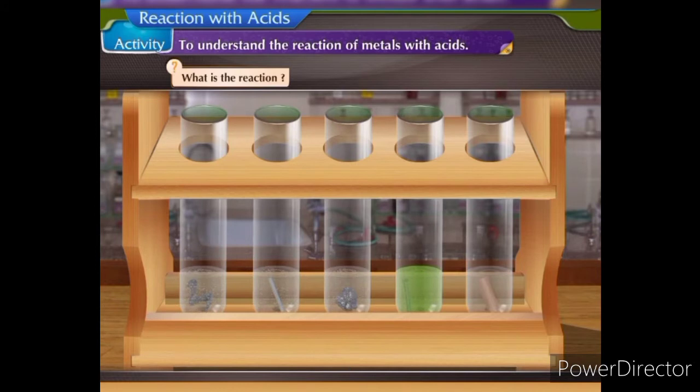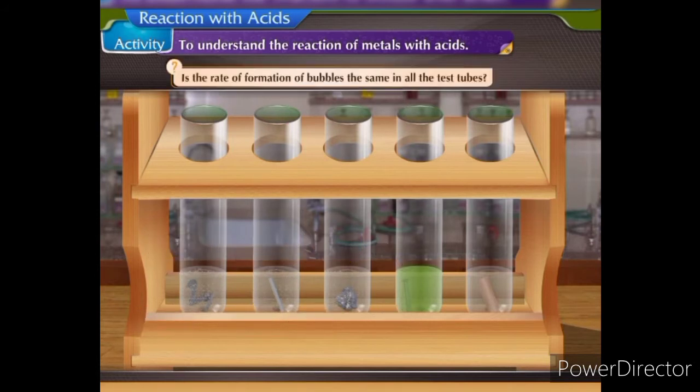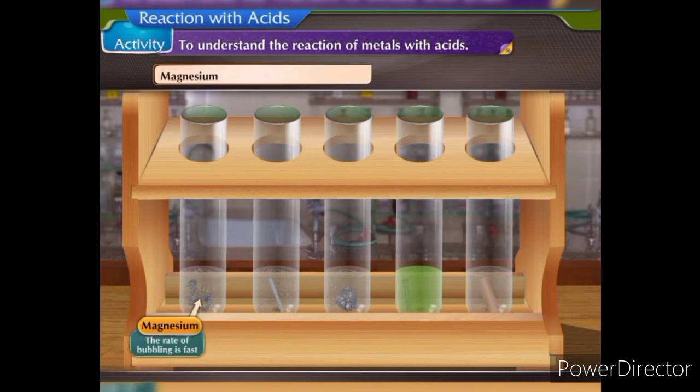The metals react with acid to form the metal chloride and hydrogen gas. Is the rate of formation of bubbles the same in all the test tubes? No, it is not the same. In the test tube containing magnesium, the rate of bubbling is fast, followed by aluminium, then zinc, and the last is iron. So we can say that magnesium is more reactive than aluminium, followed by zinc and then iron.